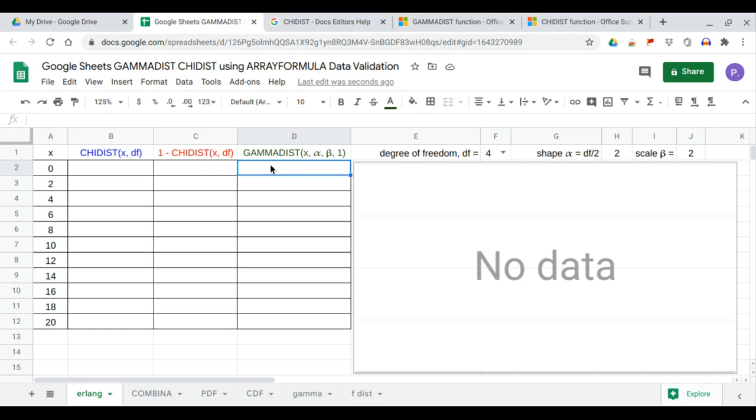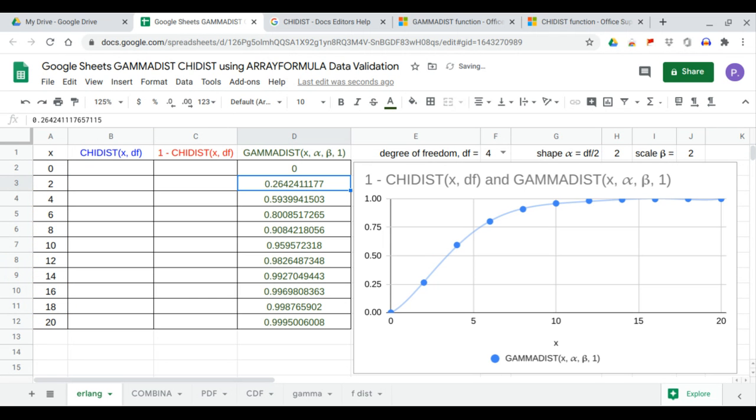Now we generate the GAMMADIST. So array formula, GAMMADIST of the x values where alpha equals degree of freedom over 2 and beta is permanently 2, and because we're only generating the cumulative distribution, the last argument is 1. So here we have the GAMMADIST trend. This is the trend line of the GAMMADIST.